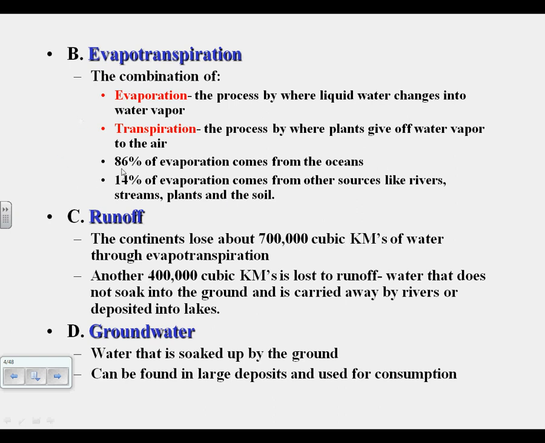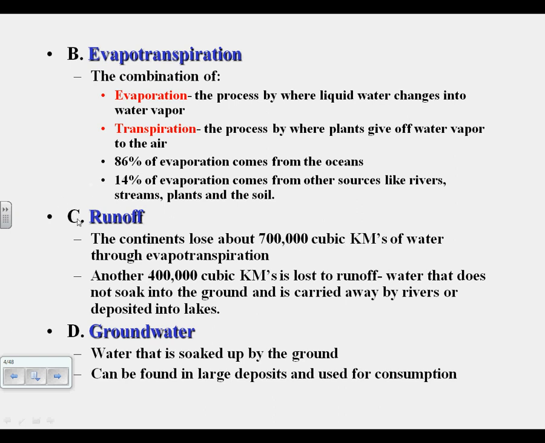If you look at 86% of the evaporation coming from the oceans, it makes sense. The majority of our planet is ocean. 14% comes from lakes, rivers, streams, plants, etc. Again, think about the percent of the Earth that is ocean. Think about the percent of the Earth that is not.